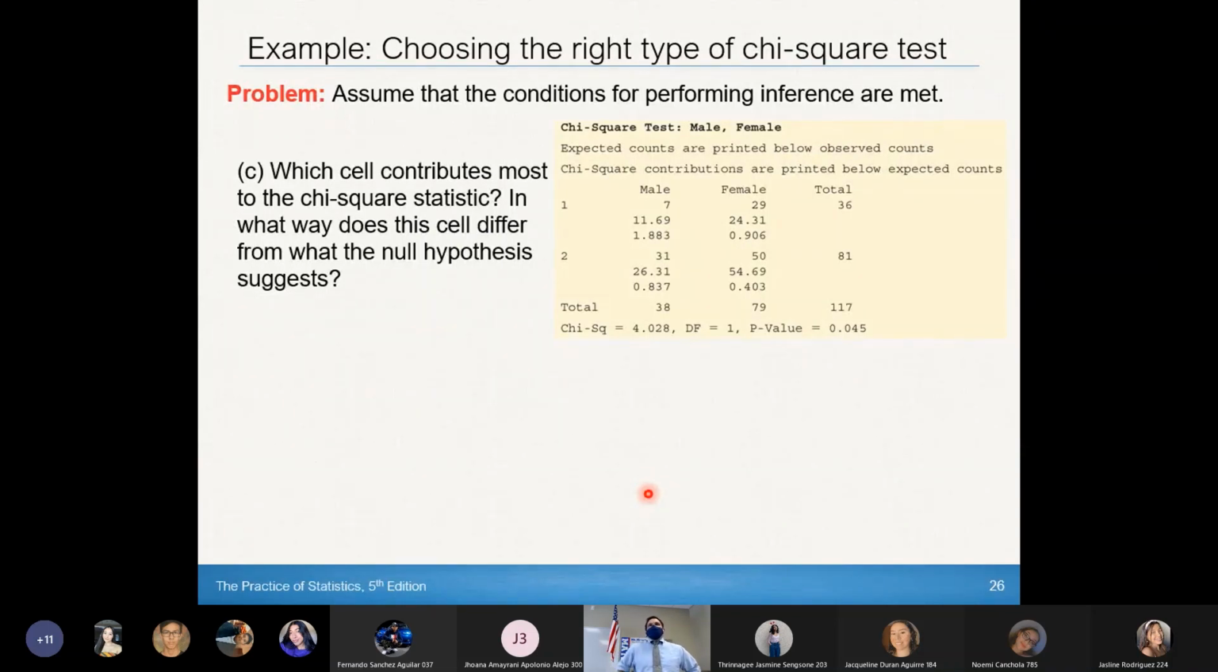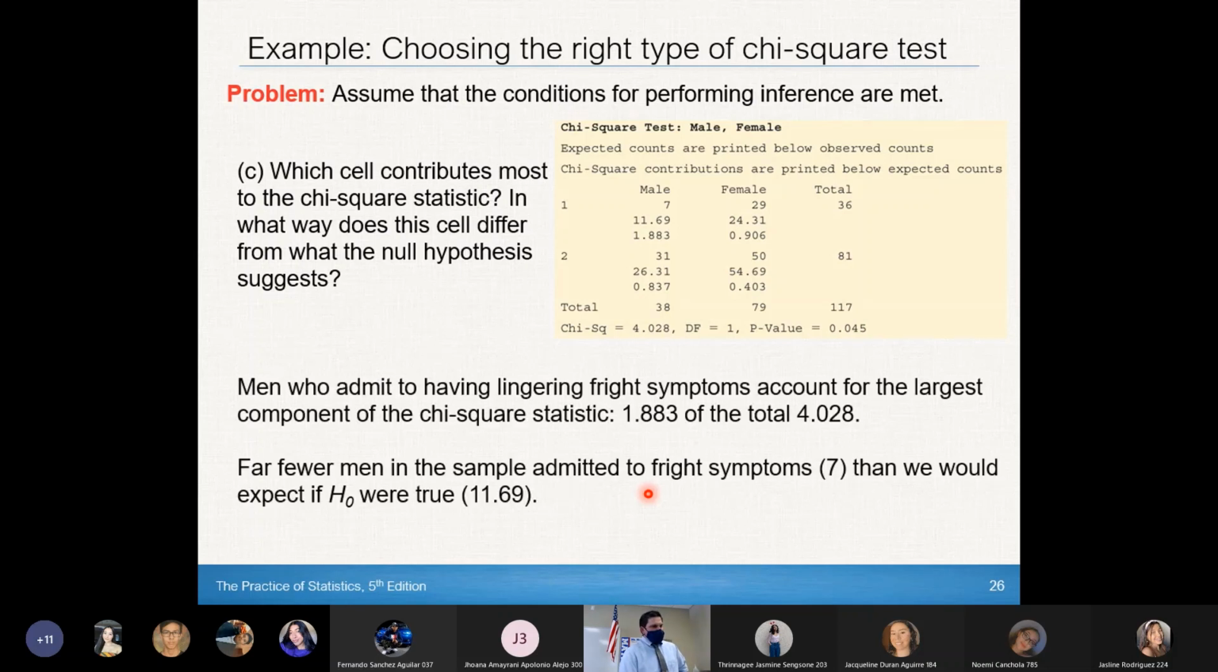All right, and so first they're checking to see which cell contributes most to the chi-square statistic. In what way does this cell differ from what the null hypothesis suggests? Well, men who admit to having lingering fright symptoms account for the largest component of the chi-square statistic, 1.883 of the total 4.028.